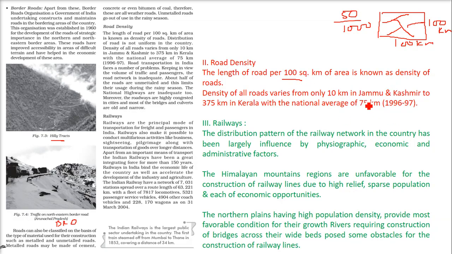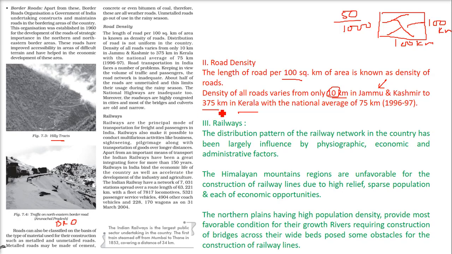These numbers have changed, but just to give you an idea, the density of roads is different in different places. If you go to Jammu and Kashmir, you will find 10 to 12 kilometers of road density. But if you come to Kerala, Kerala is a very small state, but the population is quite high and the roads are quite high. So we have 375 kilometers. See the difference between 10 to 12 and 375 to 400.